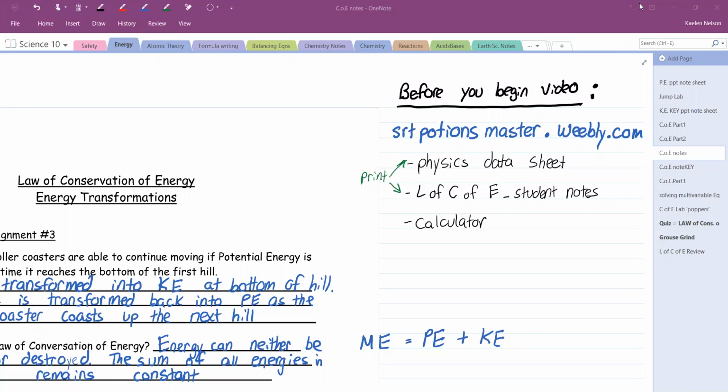This is Science 10, Law of Conservation of Energy lesson, part 1.